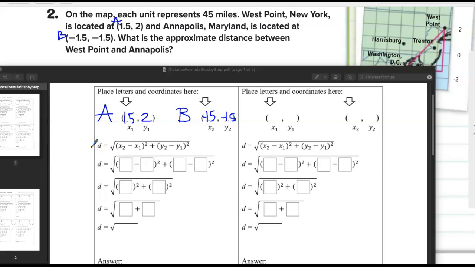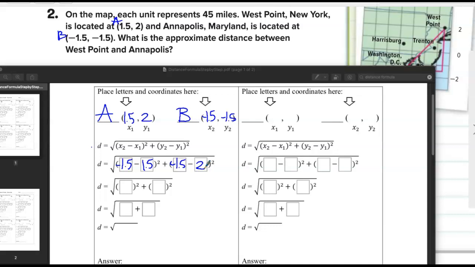Our first step using this distance formula is to substitute. So x2 is what? -1.5 minus, what is x1? 1.5. Okay, I cannot write. Quantity squared. And then you have, what is y2? -1.5 minus y1? 2. Okay, so the first step is we just substituted using the distance formula.